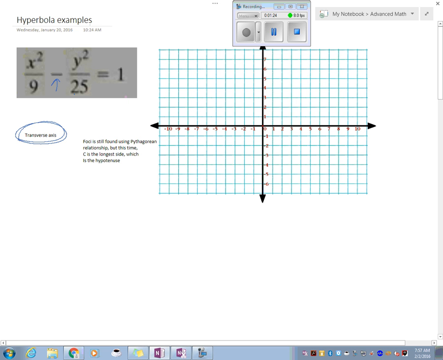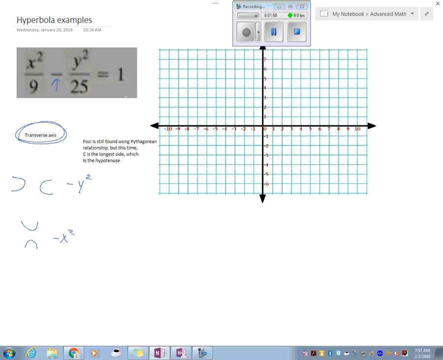Because this minus is for the y, I can see that this is going to go like this. If it was y squared minus x squared, it would be the opposite. So this is minus y squared, and this one is minus x squared. Sometimes you might see y squared over 25 minus x squared over 16 or whatever, and then you know that that's going to go in that direction.